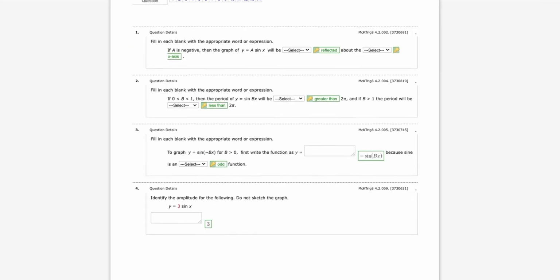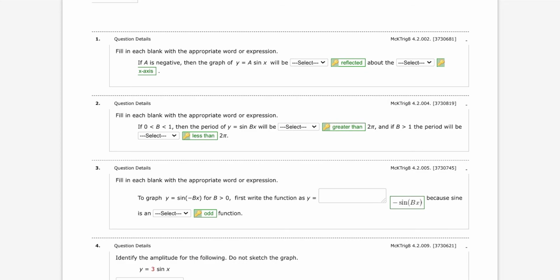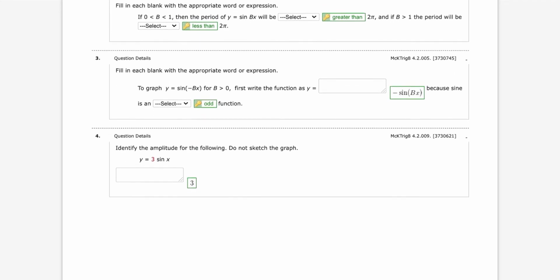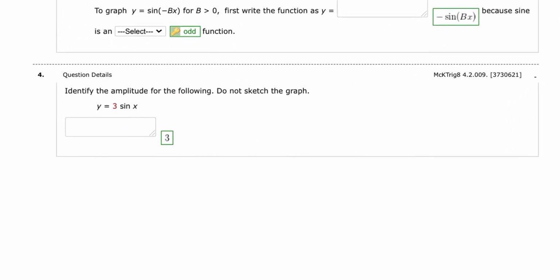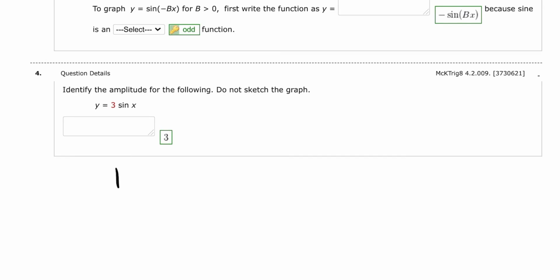Let's focus on the homework. So here's the homework. All right, we'll skip these first ones. So this one, it says find the amplitude. Well, the amplitude is given by the absolute value of 3, which is 3, as you can see.